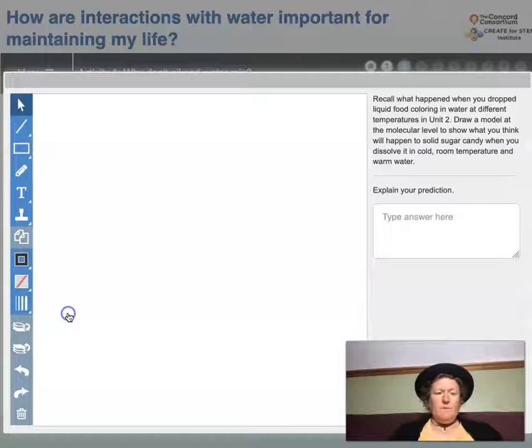So here we have to make a drawing. Draw a model at the molecular level to show what you think will happen to solid sugar candy when you dissolve it in cold room temperature and warm water. So we're going to actually make two drawings. I'll use my pen tool here. I'll put warm at the top. This is warm water, and this is going to represent hot water down here.